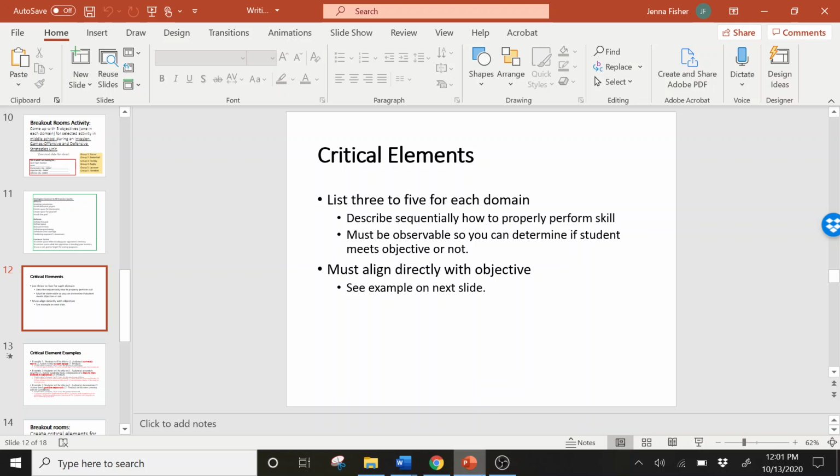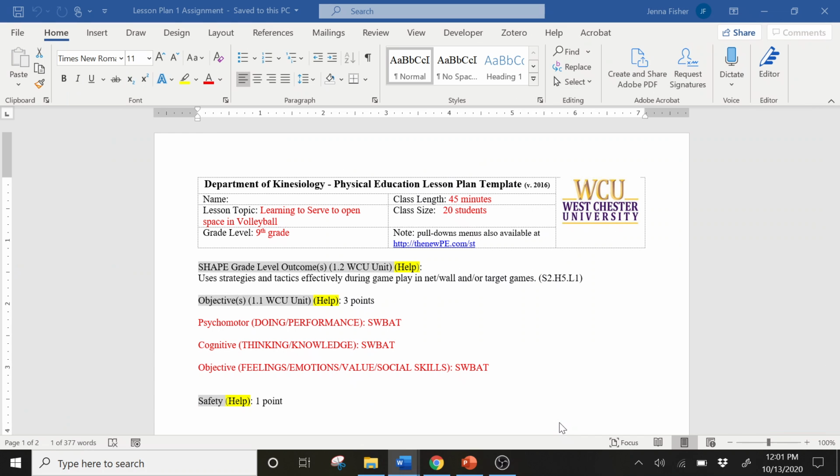So before we go on, I want to show you in our lesson plan, your objectives will be listed here. So I gave you a little bit of a hint. Psychomotor, you're doing or performing something. Cognitive, you're thinking or your knowledge about something. And, oops, this is supposed to say affective. Affective are your feelings, emotions, values, or social skills with a group. Okay, so you'll write your objectives here, and I already put that student will be able to in there for you. Okay.